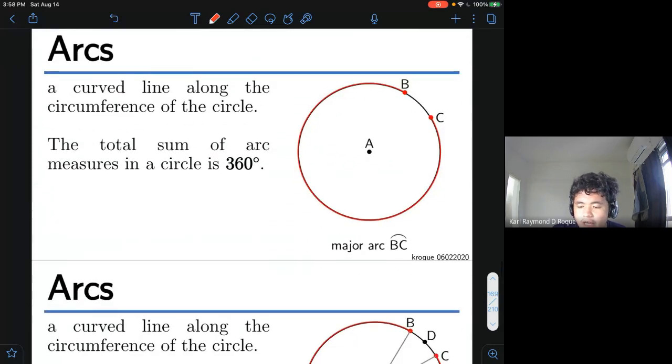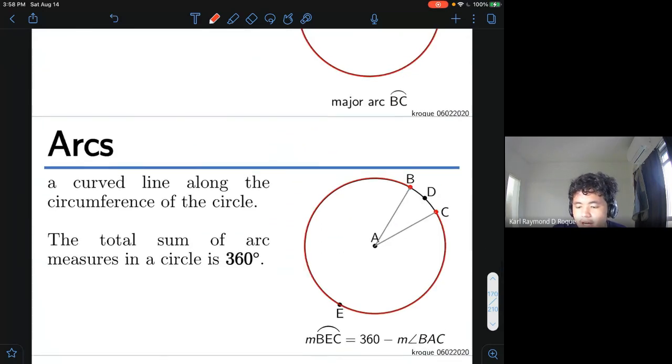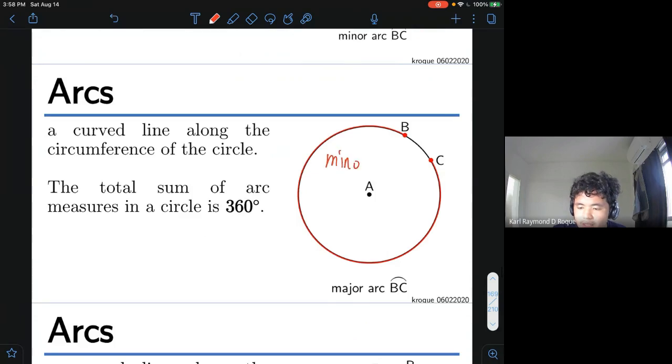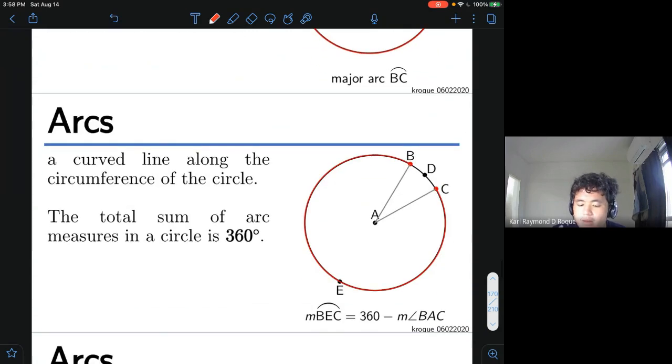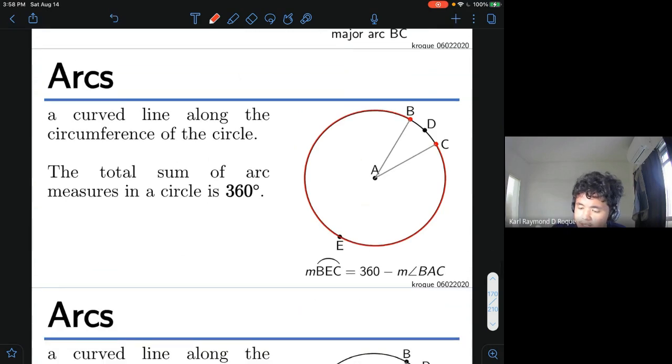Ayan. Major arc, yung mas malaking arc. Minor arc DC. Minor arc BC is itong nasa, yan. Major arc is yung mas malaki. Total measure of arcs in a circle is 360 degrees. So, arc BEC is 360 minus measure of angle BAC. Bakit ganon? Bakit measure of angle BAC? You will know later kung bakit, no? And same as goes, measure of arc BDC equals 360 minus measure of arc BEC, no?